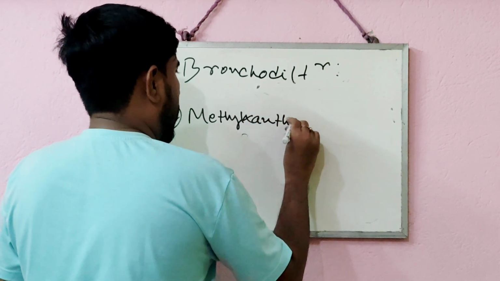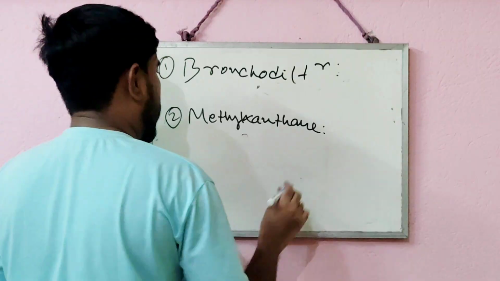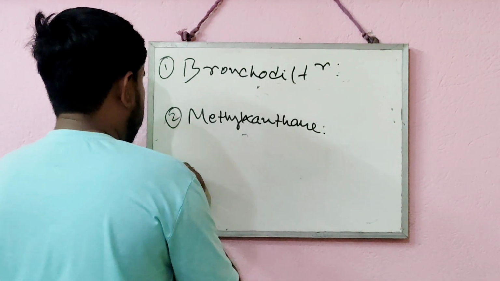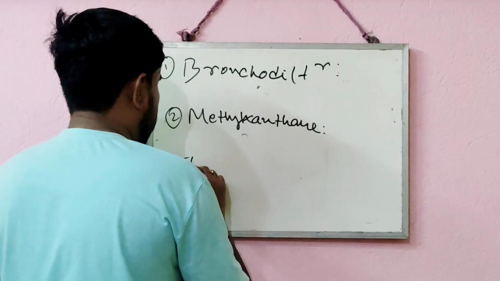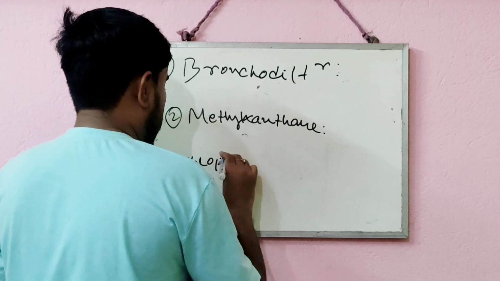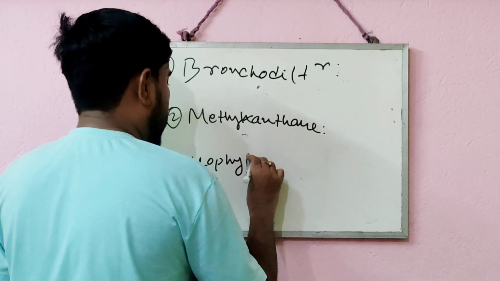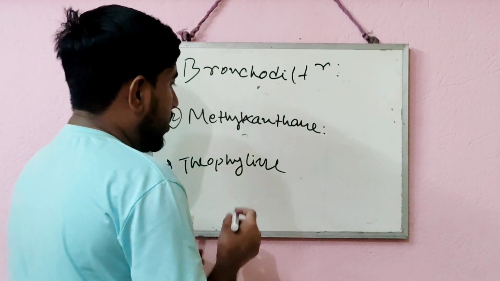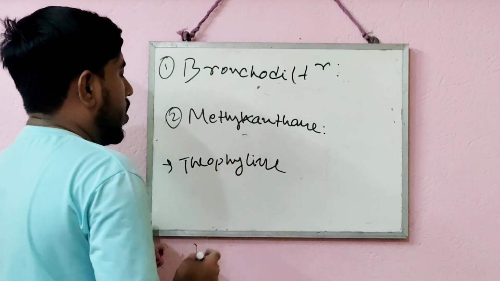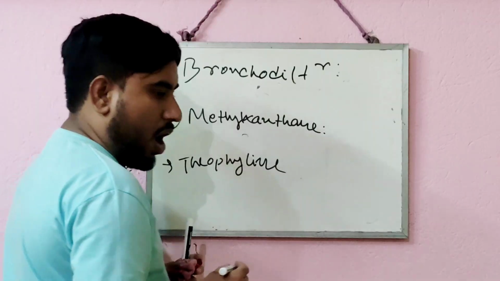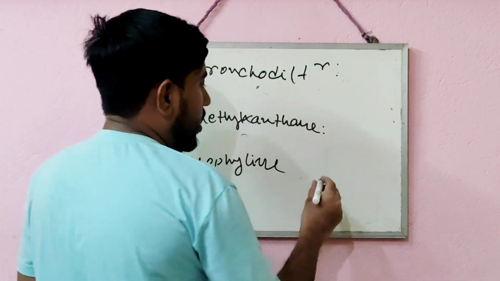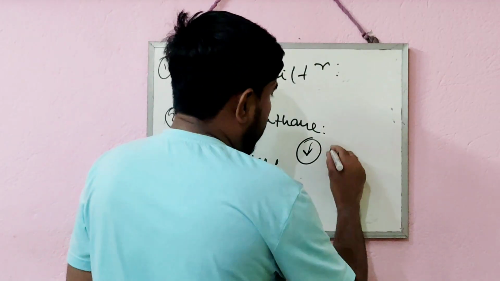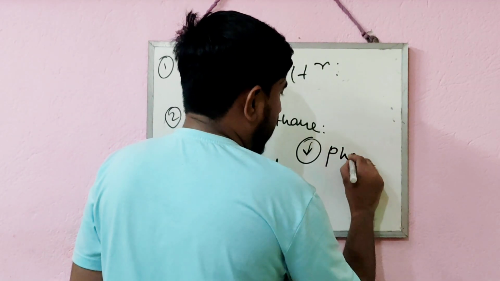The next subclass of bronchodilating drug is methylxanthine. And what is the example of methylxanthine? That is theophylline. Now we will study how theophylline is going to act as an anti-bronchial or anti-asthmatic drug. How is it going to act as an anti-asthmatic drug? It is going to inhibit the bondage of phospholipase A2.